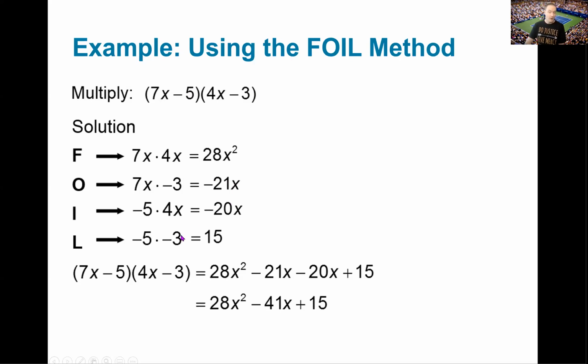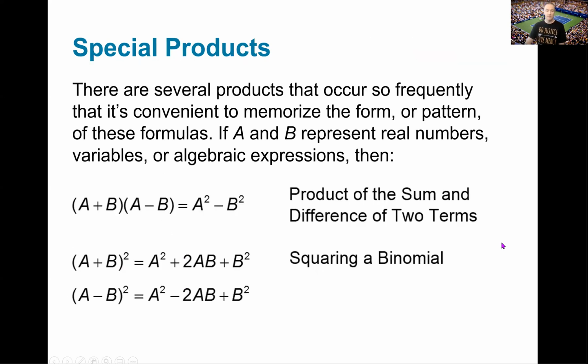But now, what I would almost rather you do is just please remember, it's nothing more than the distributive property. 7x distributes to each term in the second group, giving you plus 28x squared minus 21x. Then you're distributing the negative 5 through each term in the second group, minus 20x plus 15. Again, we combine the two middle terms, and you get your minus 41x. So the FOIL technique certainly works, but it's unnecessary if you understand the distributive property.